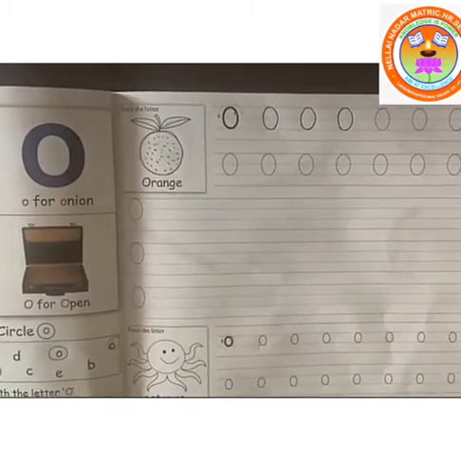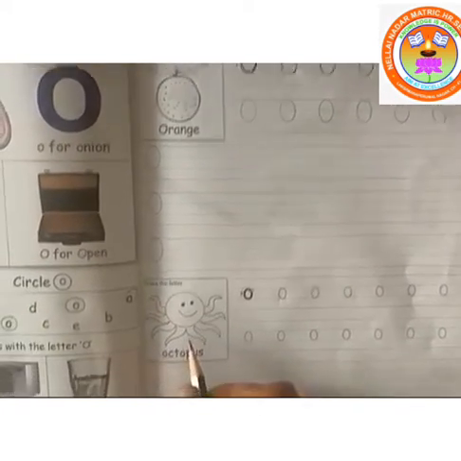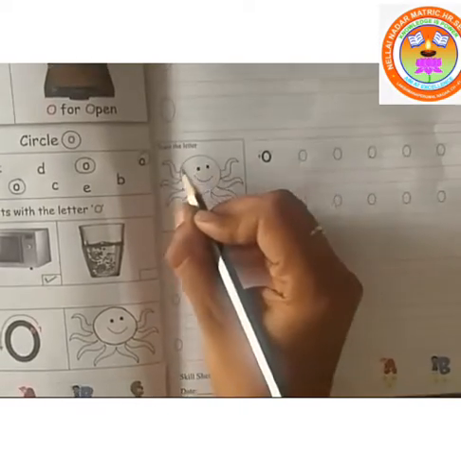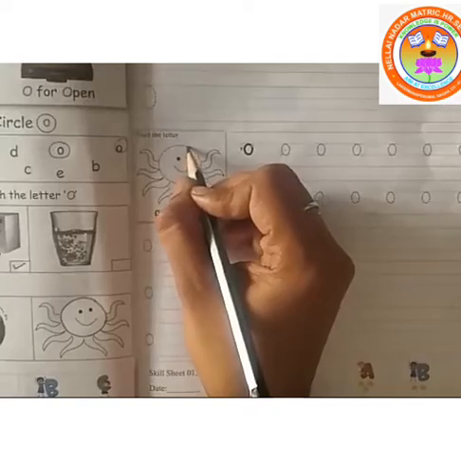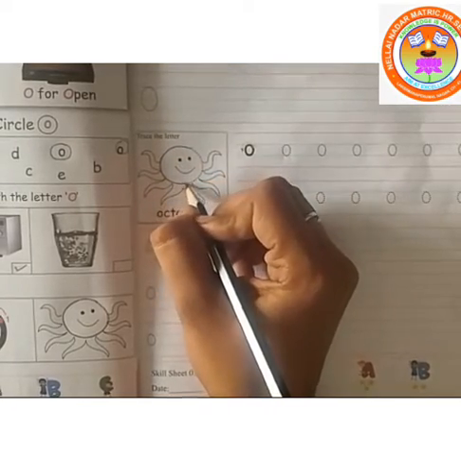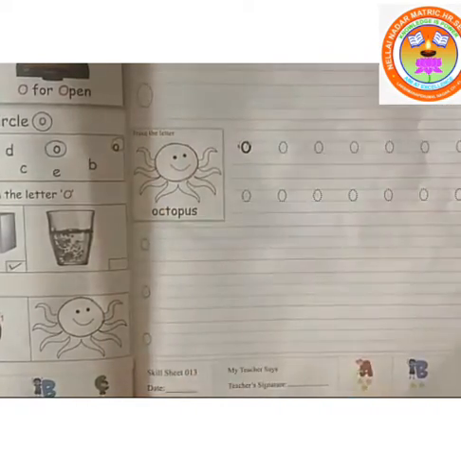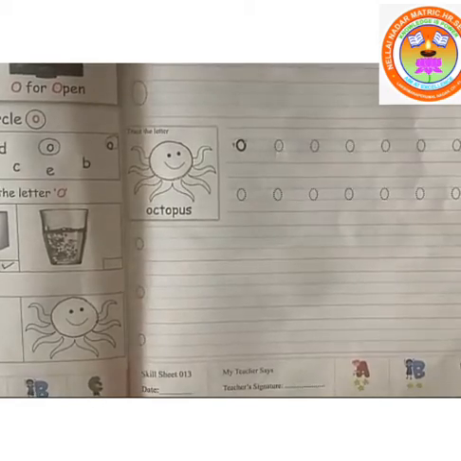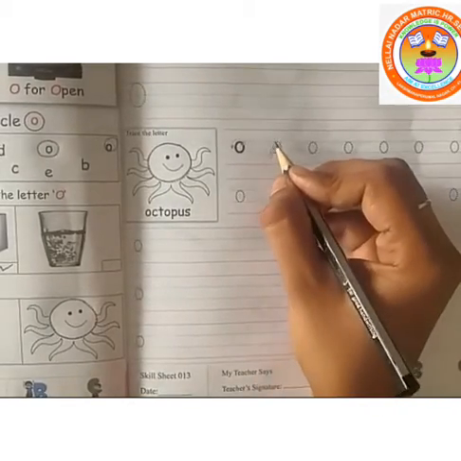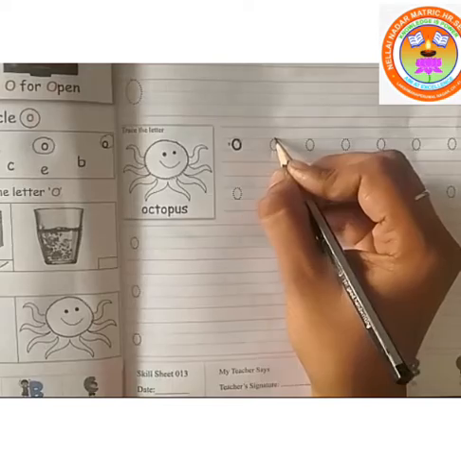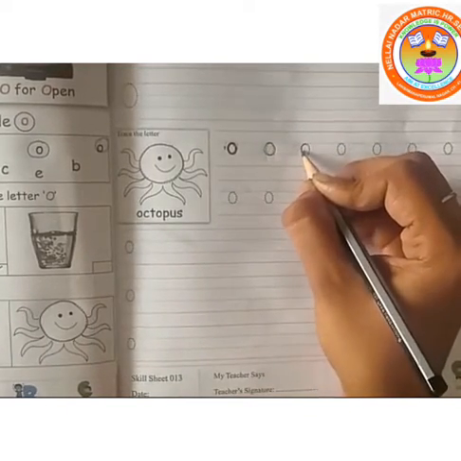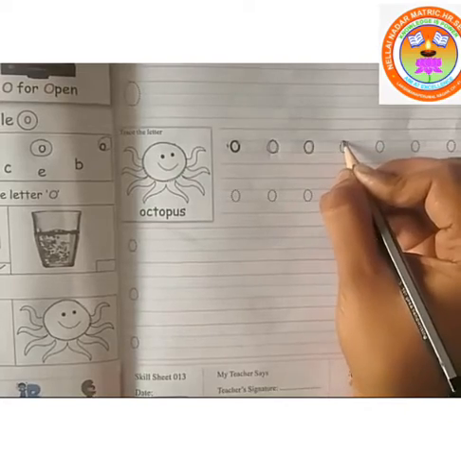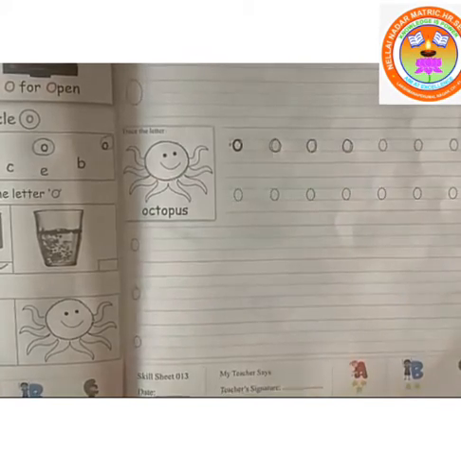Okay. Now see here. This is small O. Okay. So you have to trace on the dotted lines like this. Small O. Okay. O for octopus. Now we are going to write small letter O. Okay. Small letter O you have to write within this 2 blue lines. See here. Touch on the first blue line and put one circle. Okay, children, this is small O. Small O. Okay, say and write and complete it.